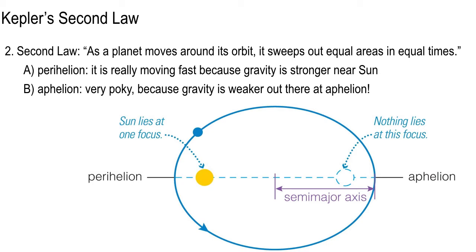It'll loop back around on the orbit, but it's kind of slow when it's going out there by aphelion. All right, so make a note of that. Gravity's strength, the change in gravity with distance. And we'll take an explicit look at that on Thursday.